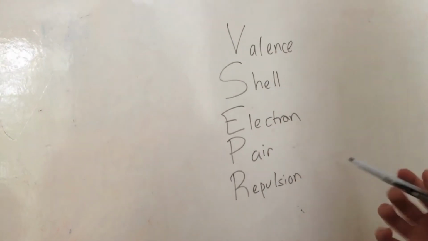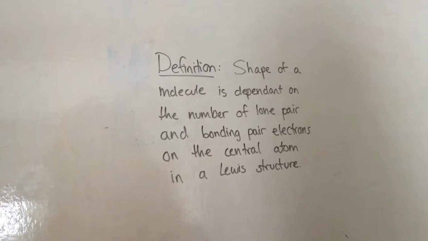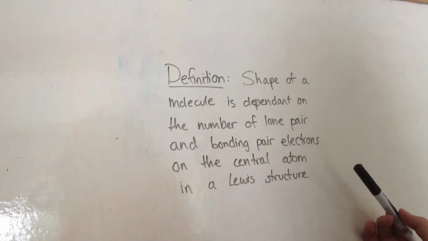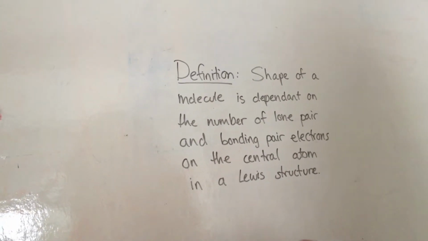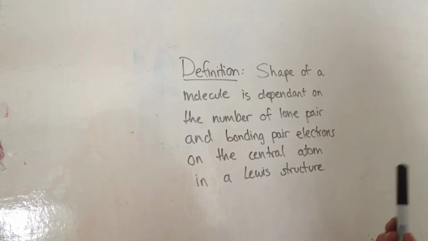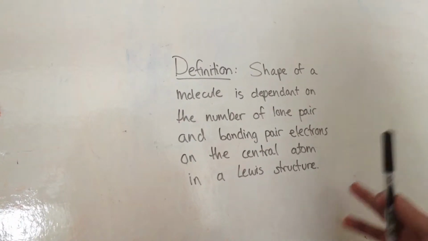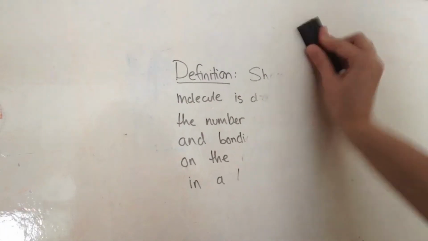So now what is the actual definition of VSEPR? So what VSEPR really is that it explains that the shape of a molecule is actually dependent on the number of lone pair and bonding pair electrons on the central atom in a Lewis structure. So essentially this means that a molecule is different from the Lewis structure itself. The shape of the molecule is actually dependent on the number of lone pair electrons and bonding pair electrons surrounding the central atom.